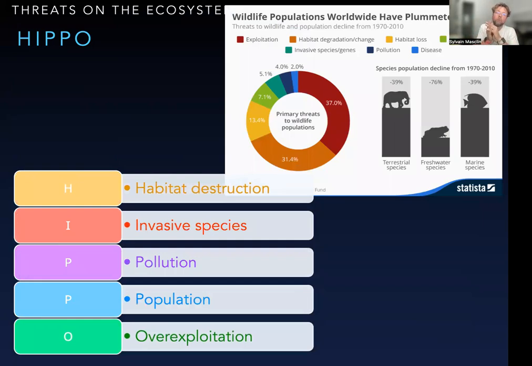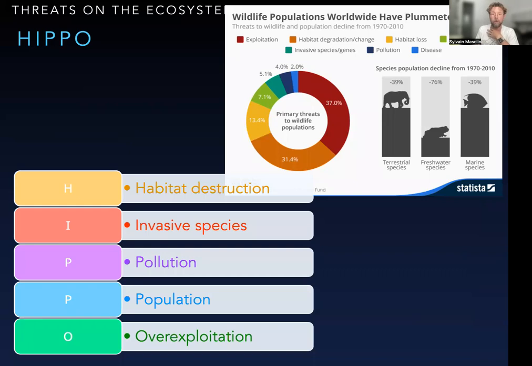The major threat to biodiversity is habitat destruction. Definitely the first one, the major one, is habitat destruction, and we can see that from this graph right here. You may think that number one would be exploitation at 37% versus 31% for habitat degradation and change. But they have distinguished in this graph habitat degradation and change from habitat loss. If we take habitat destruction as both, we're moving up to a number that is almost 45%.